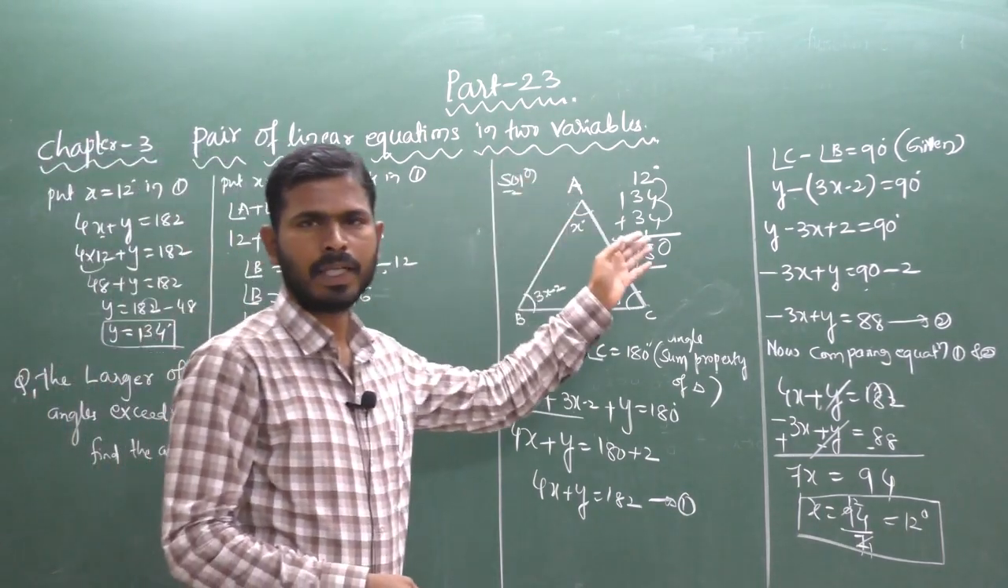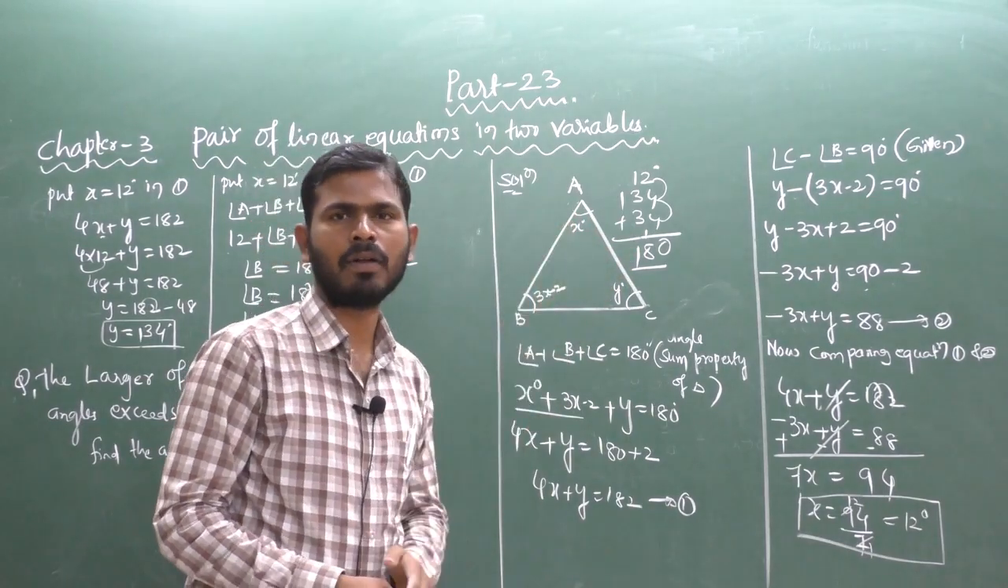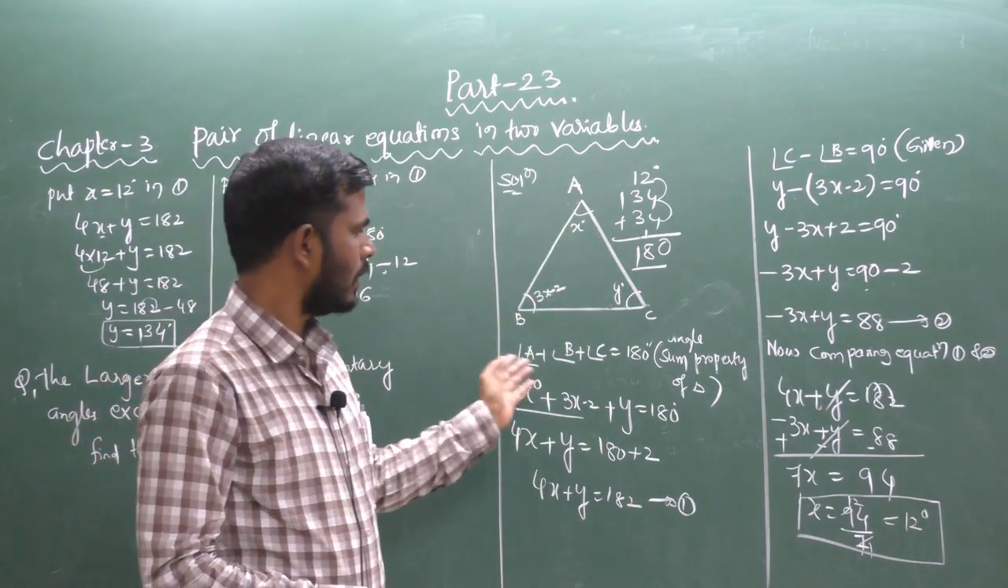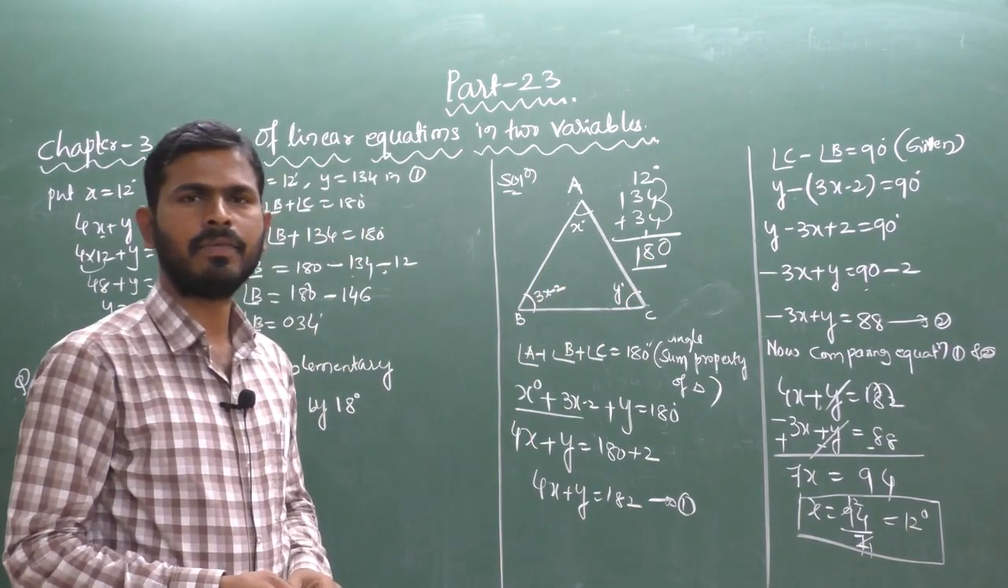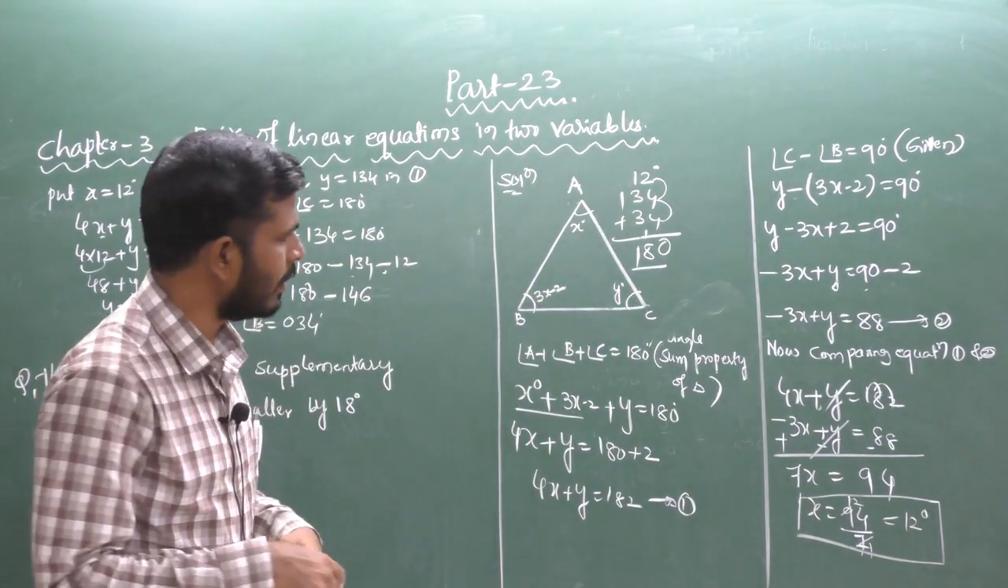Next, this is the verification. How do you verify whether your answer is right or wrong? Just substitute in this equation and you will get 180 degrees. So this is the angle sum property of a triangle. Next one we will see.